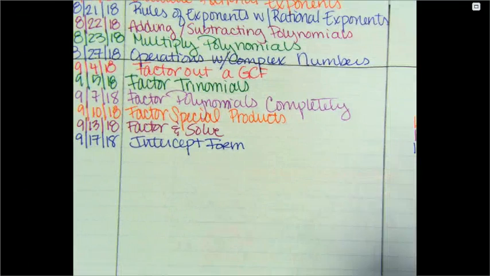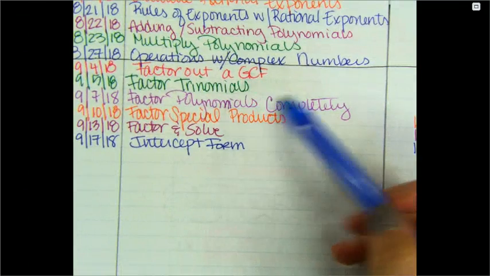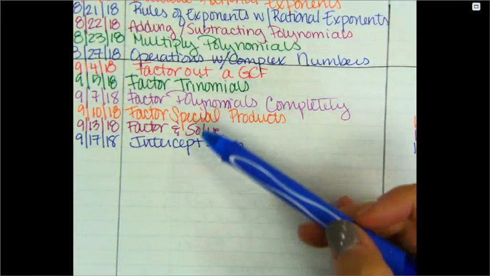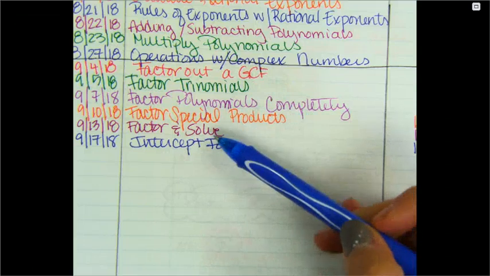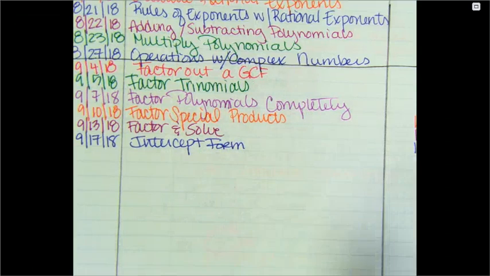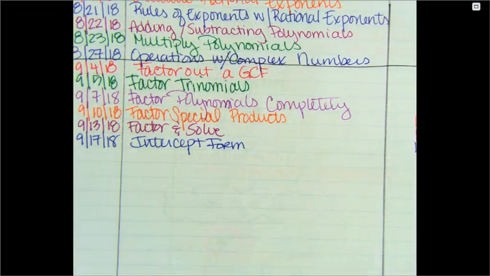So we started out with just GCF, then we did factor, then we put them together, right? Factor special products, factor and solve means do all this, but then equal it to 0. Intercept form is going to have something to do with probably all the stuff we've done. Okay? We have to go baby steps because we're going to end up going to graphing. Graphing is going to take us like a whole half a page to a page of work. So we have to take baby steps to get there. Okay? So intercept form.